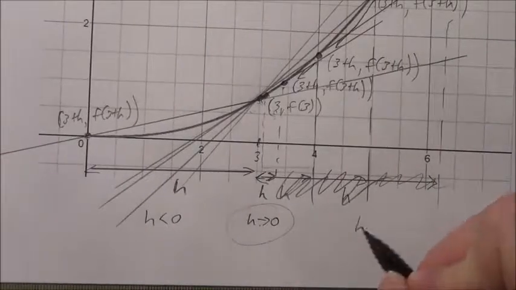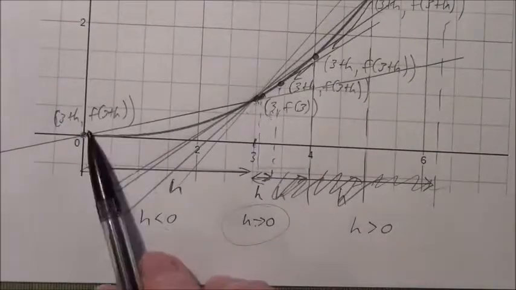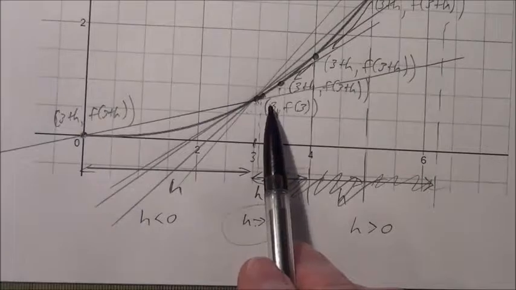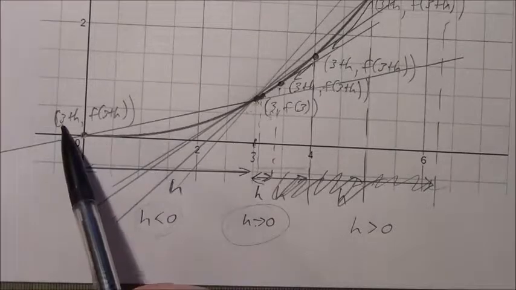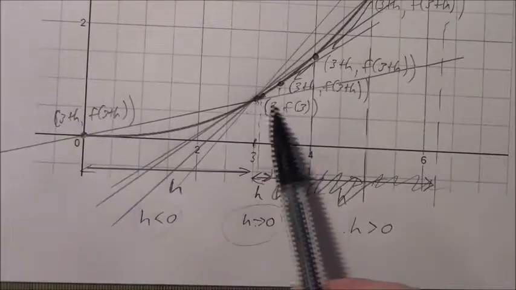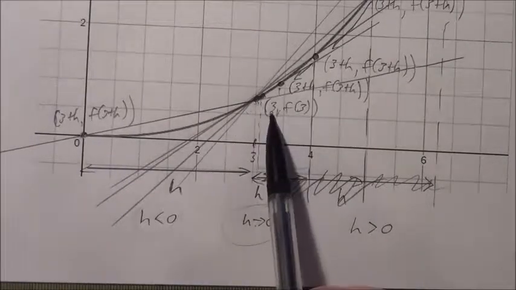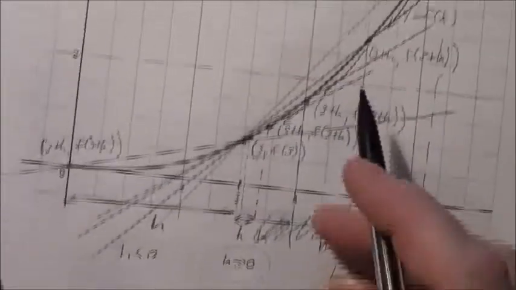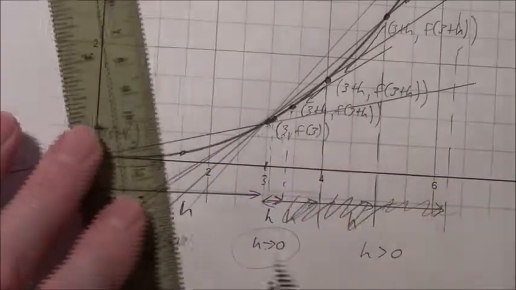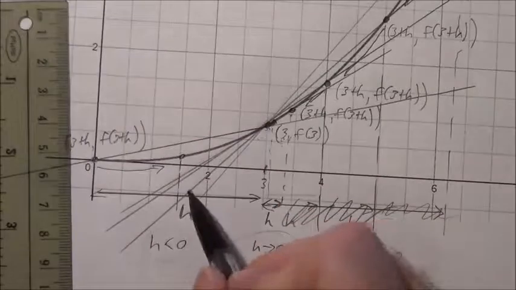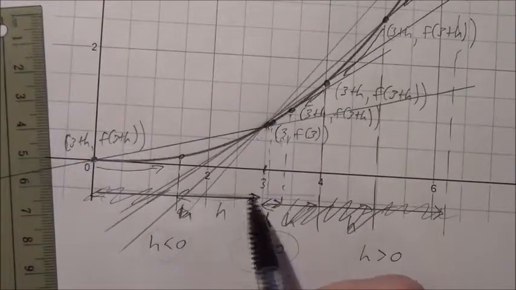Over here, h was greater than 0 because the x values were positive and greater than 3. Over here, the x values are still positive, but less than 3, because h is less than 0. So 3 plus some negative value puts the x value of this point less than 3. Then the same idea: we slide this point up the curve, forming a shorter h value.